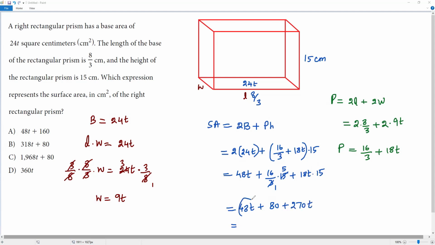Now let's combine the like terms of 48t and 270t. When I do so, I am getting 318t. We can write this constant as it is. Here I got the expression which represents the surface area of the given right rectangular prism, that is 318t plus 80. We find this exactly in answer choice B. The correct answer choice for this question is B.